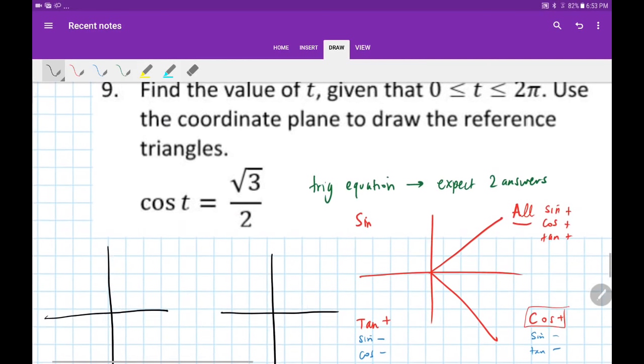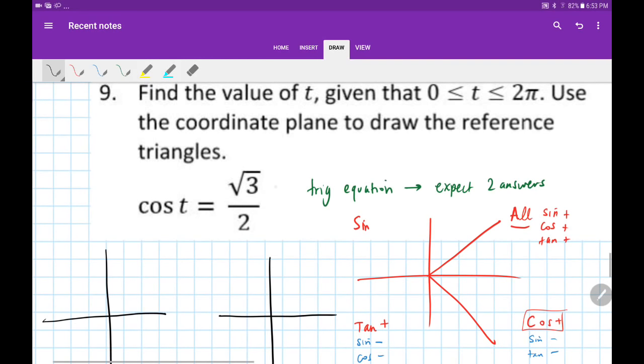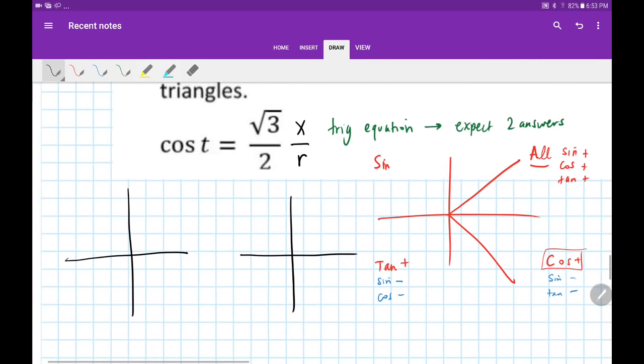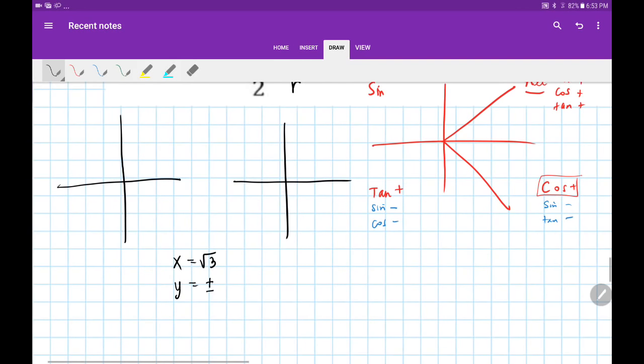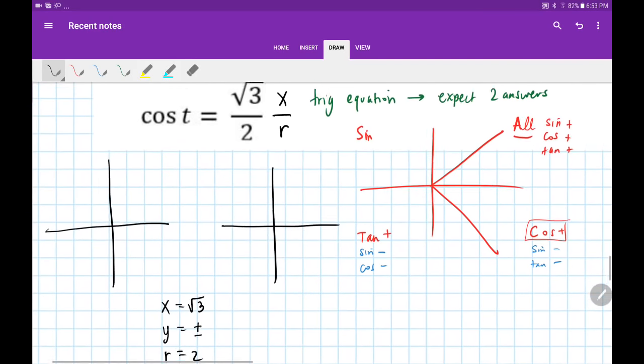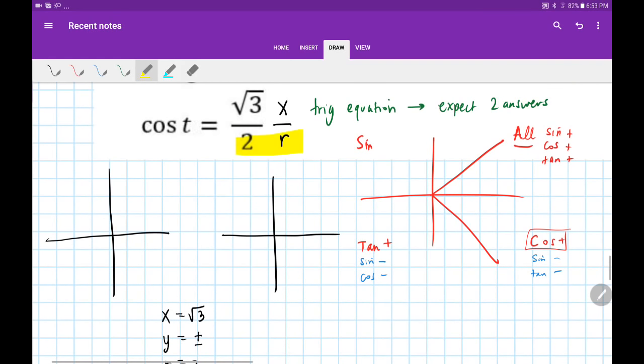Okay, my formula for cosine is x over r. So here's what I know so far. I know x is equal to square root 3. I don't know what y is, but I'm going to put a plus or minus there. And then r is equal to 2. Again, this is how I know. R is 2 because it matches the denominator, and then x is radical 3.